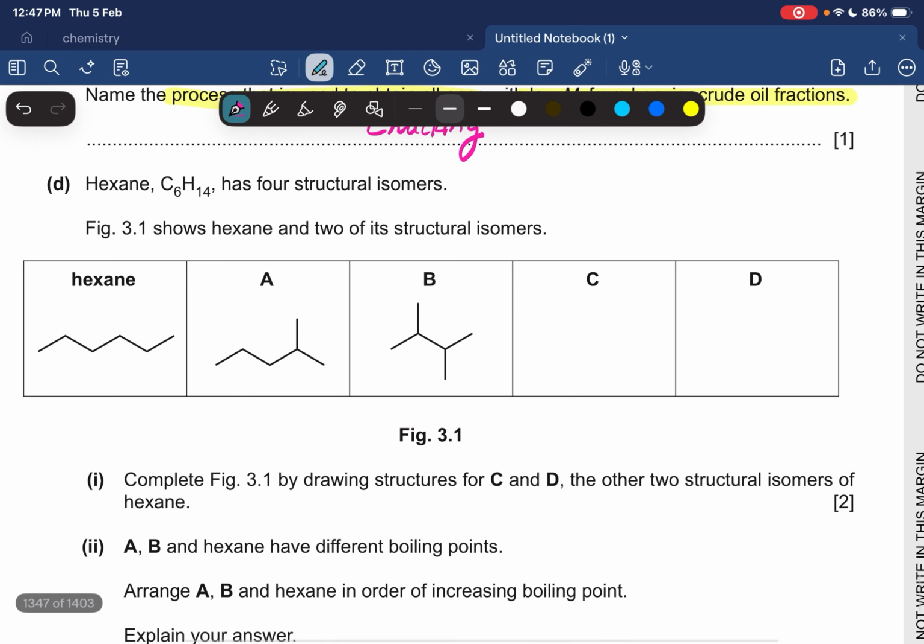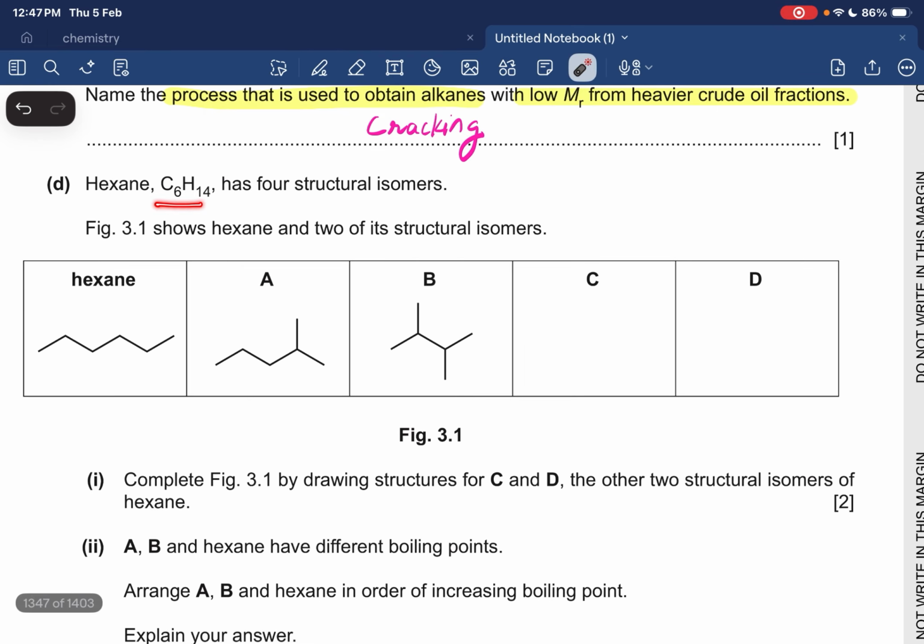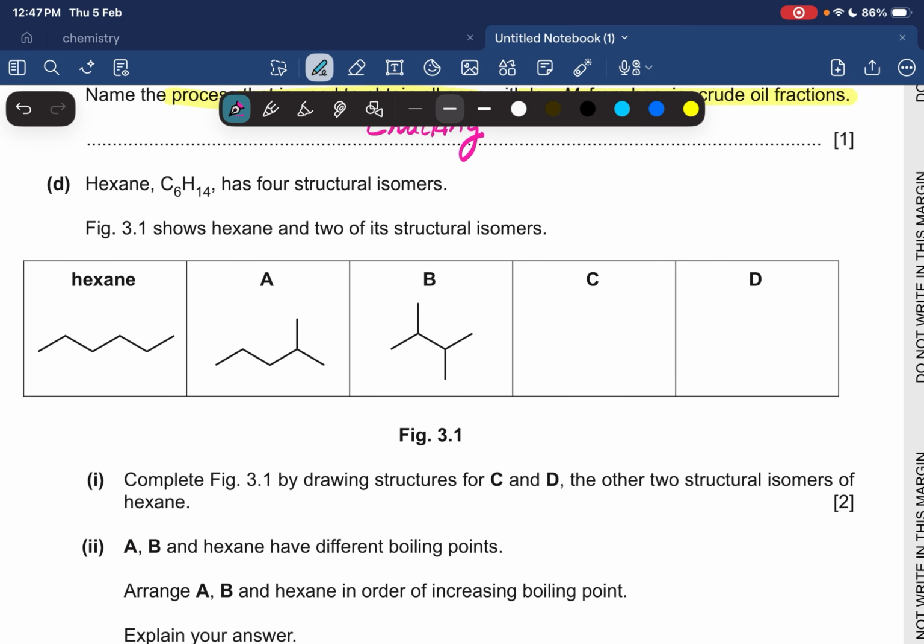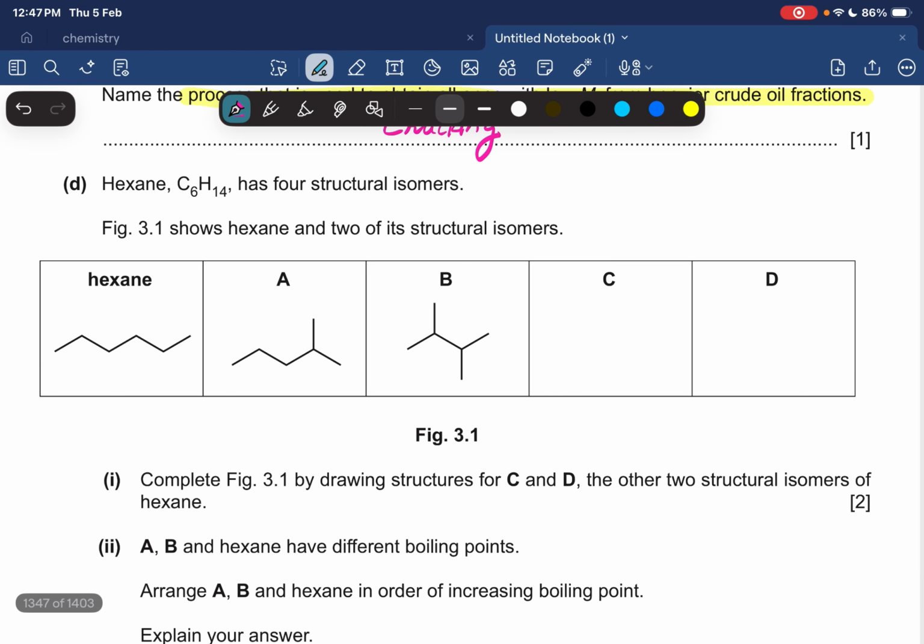That's simple. Hexane, which is C6H14, has 4 structural isomers. Shows the hexane and 2 of its structural isomers. I gotta draw C and D, right? Complete figure 3.1 by drawing C and D. Okay, no problem for me. What the examiner has given me, I need to first realize that. He's given me a straight chain of 6 carbons, like 1, 2, 3, 4, 5, and 6.